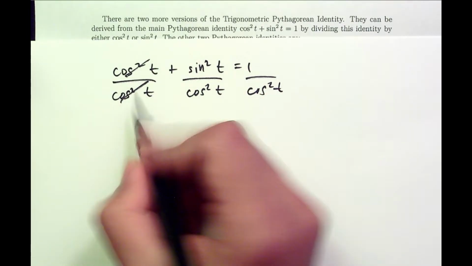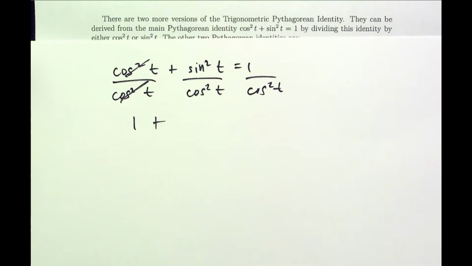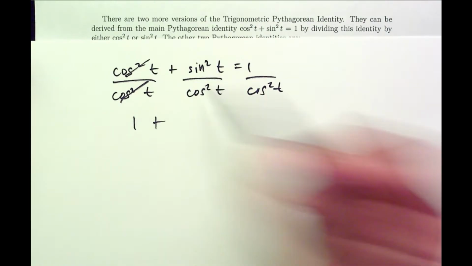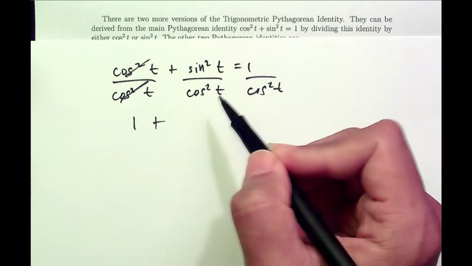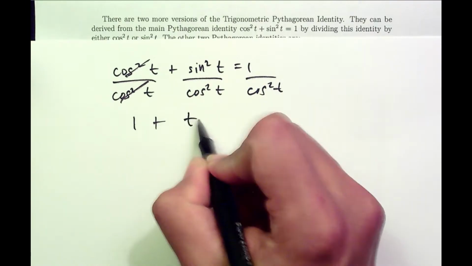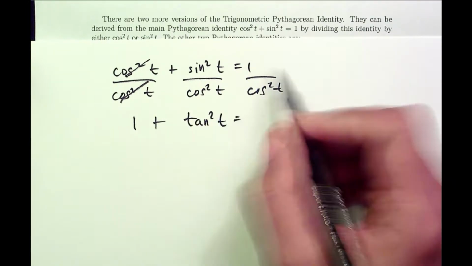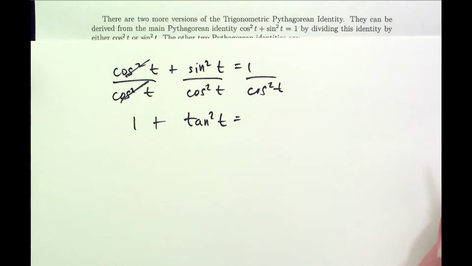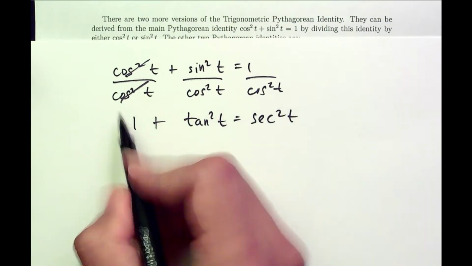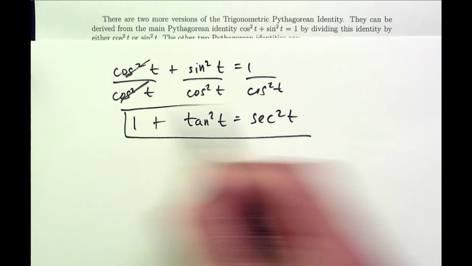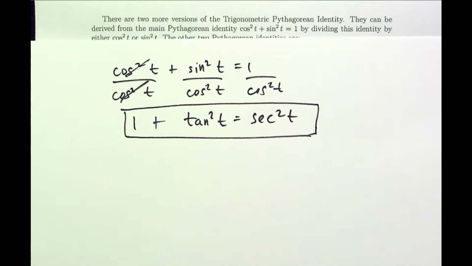So canceling here, you would get a 1. And sine over cosine is tangent, but it's squared, so you have to put tangent squared. And then 1 over cosine is secant, but it's squared, so you put secant squared. And that right here is another version of the Pythagorean identity.